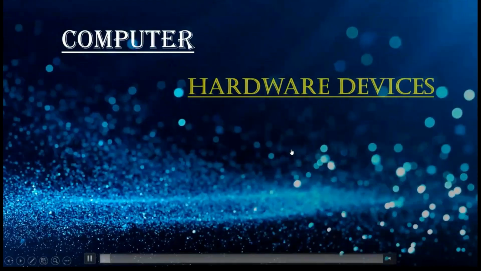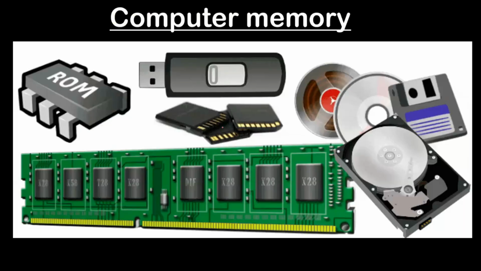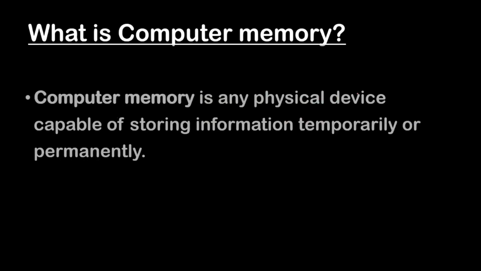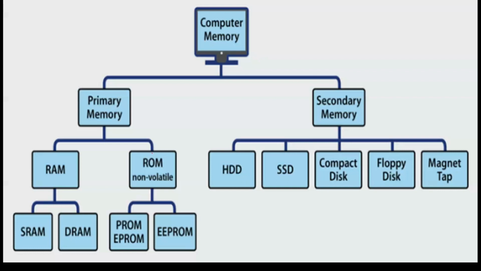Hardware devices. So, computer memory. The first thing is, what's the meaning of computer memory? A computer memory is any physical device capable of storing information, temporary or permanent. Means in a computer, if any device is capable of storing information, maybe temporarily or permanently, that is known as computer memory.